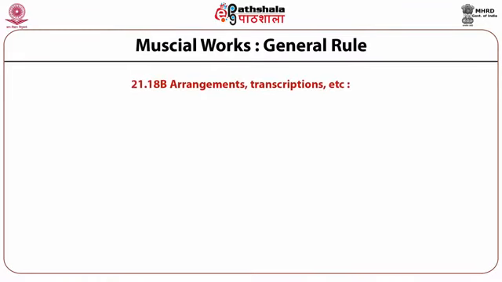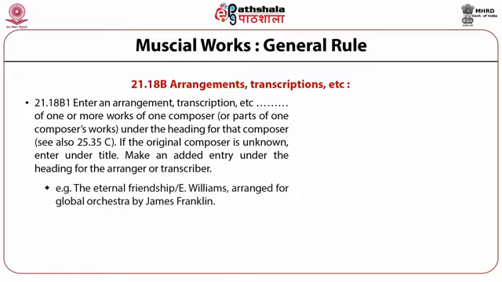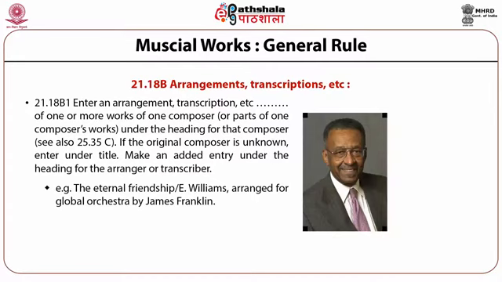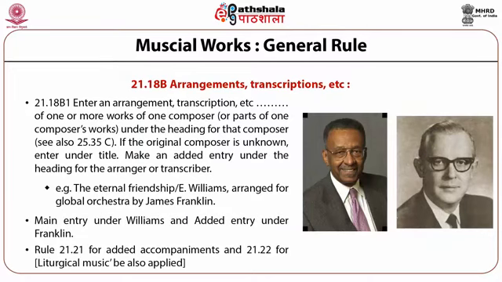Then these are the questions of arrangement and transcription. These are also forms of music. I have given a single example. Suppose there is a music, The Eternal Friendship, by Bob Williams, arranged for global orchestra by James Franklin. Here you have to prepare the main entry under Williams and prepare one added entry, because some readers may come to search under the arranger. That added entry you can easily do under Franklin. This is just an example I have given to give you a more elaborate, clear concept.